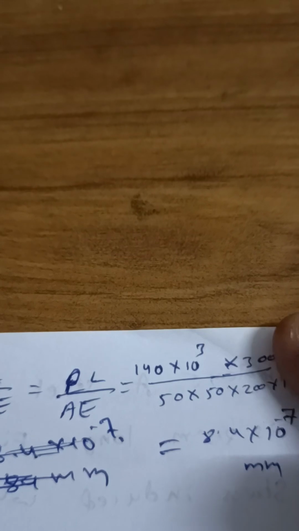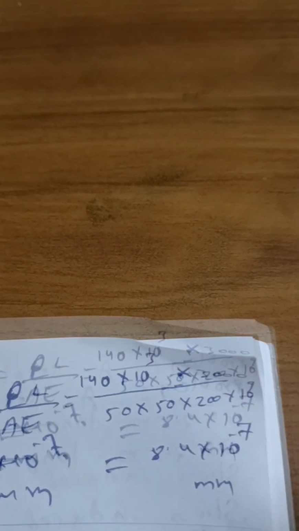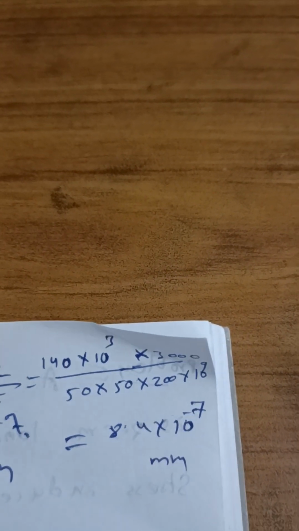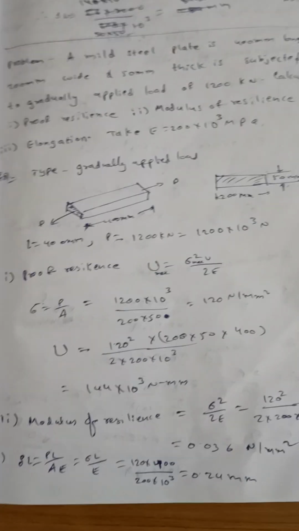Then calculate delta L. Delta L is nothing but PL by AE. So PL by AE is equal to 140 into 10 cube into 3000, divided by 50 into 50 into E, where E is 200 into 10 power 9. So we will get this answer, delta L.